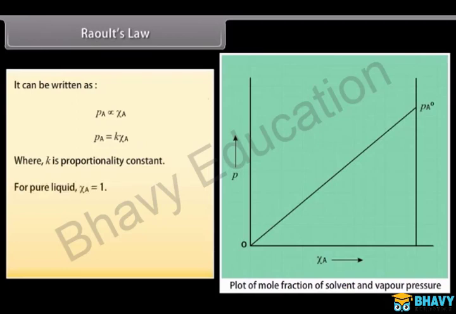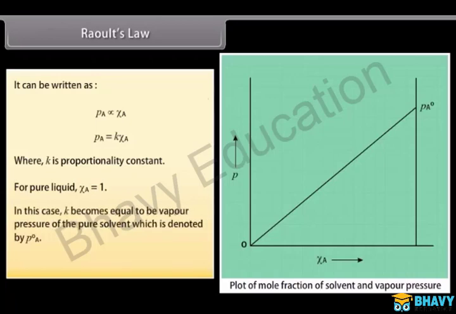For pure liquid, XA = 1. In this case, K becomes equal to vapor pressure of the pure solvent, which is denoted by PA°. Thus, PA = PA° XA. For solutions obeying Raoult's law at all concentrations, its vapor pressure would vary linearly from 0 to the vapor pressure of pure solvent.